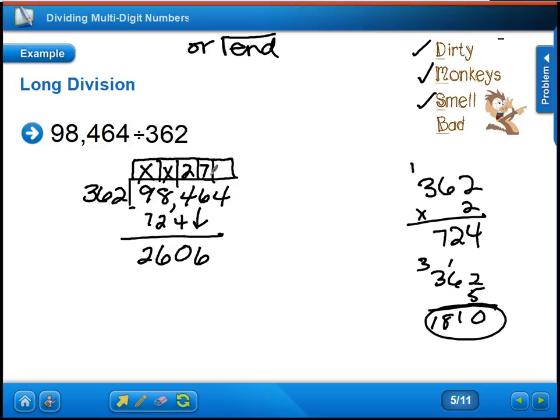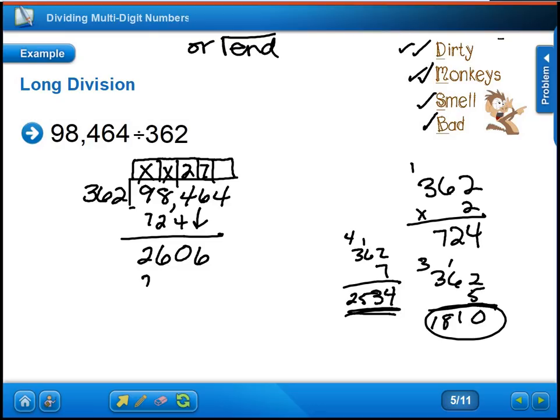So I'm going to go ahead and try 7. I know 362 times 7. 2 times 7 gives me 14. Carry the 1. 6 times 7 is 42, plus 1 is 43. 3 times 7 is 21, plus 4 is 25. And I know this will work because it's smaller than 2,606.